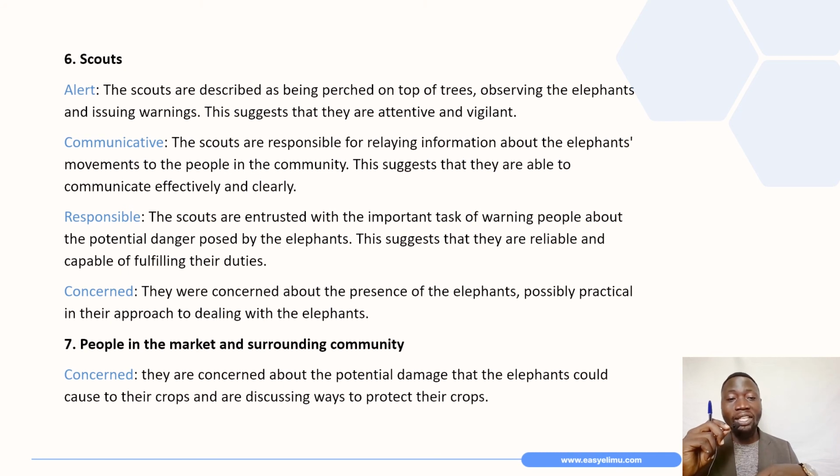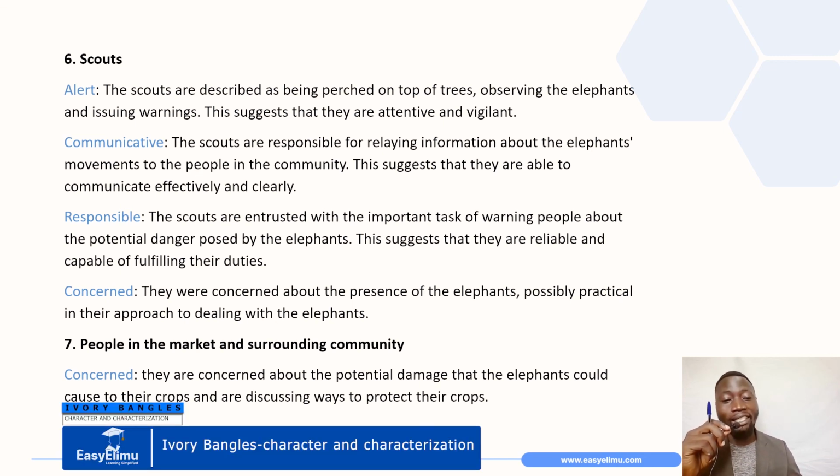So they are also communicative. The scouts are responsible for relaying information about the elephants' movements to the people in the community. So this suggests that they are able to communicate effectively and clearly. Then they are also responsible. They are entrusted with the important task of warning people about the potential danger posed by the elephants. So this again suggests that they are reliable and capable of fulfilling their duties.